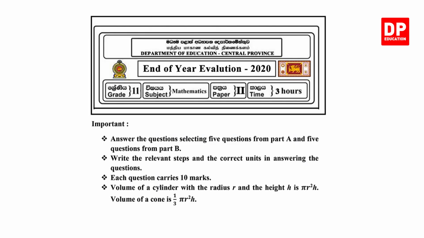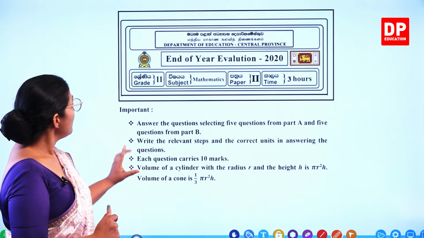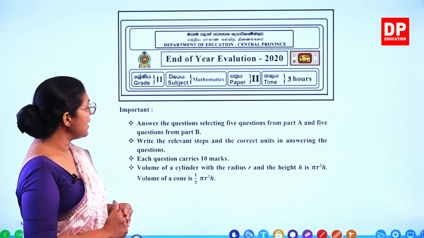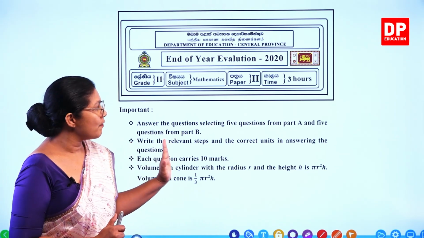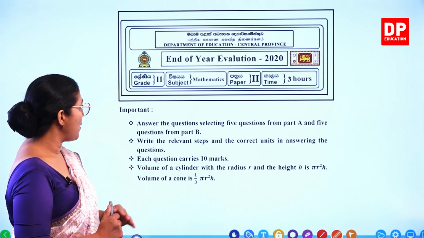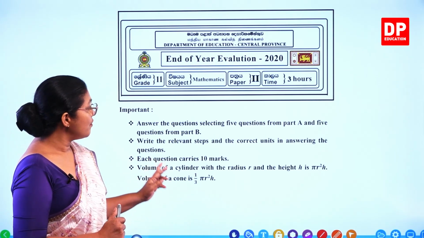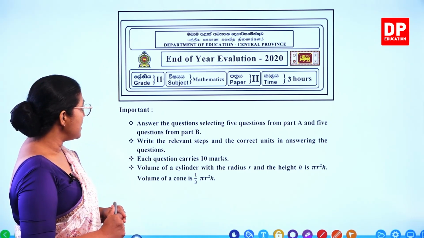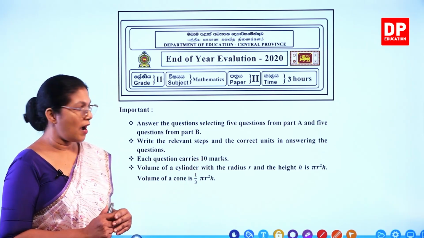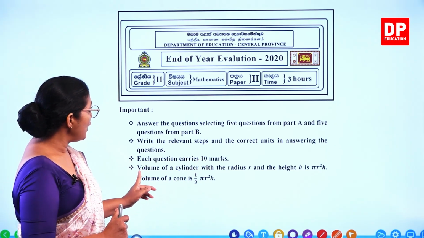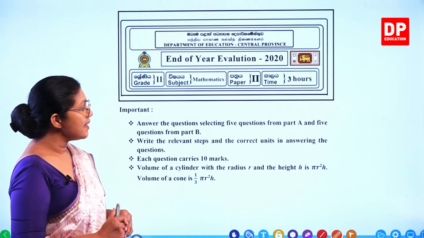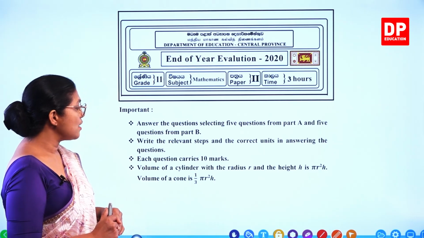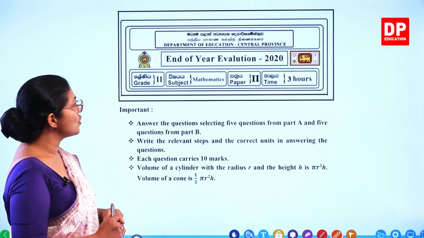So here in paper 2, you get some important instructions. What are the instructions you are getting? Here you have to answer only 5 questions out of 6 for both parts and write the relevant steps and correct units in answering the questions, and each question worth 10 marks. And it says volume of the cylinder with radius r and the height h is pi r squared h, and the volume of the cone is 1/3 pi r squared h.